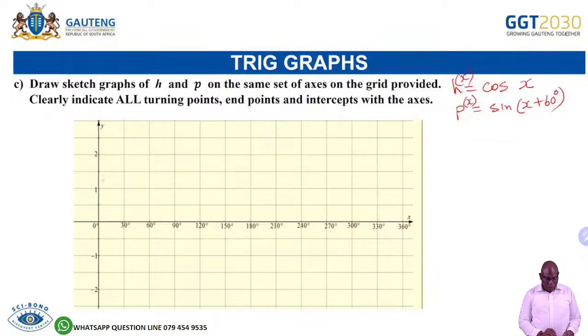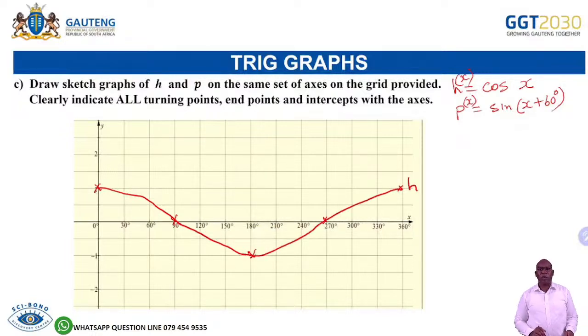So the cos graph is quite easy. It started at 1, 90, 180, 270, 360 is 1. Right. So the cos graph is quite easy. You draw the cos graph like that. You name the graph, it's H.